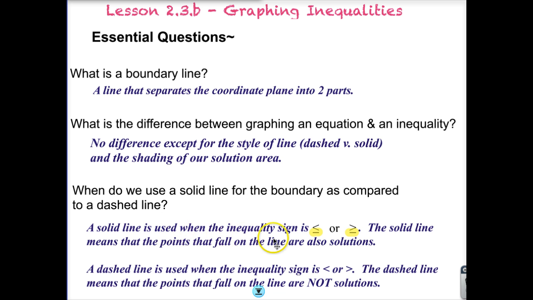A solid line is used when the inequality sign has an equal to on the bottom. So a less than or equal to, or a greater than or equal to. That line on the bottom means go ahead and use a solid line because all the points on the line are then part of our solution. A dashed line is used when the inequality is just a less than or a greater than. And the reason we then use a dashed line is because any of the points that are on that dashed line are not considered solutions in our solution area.